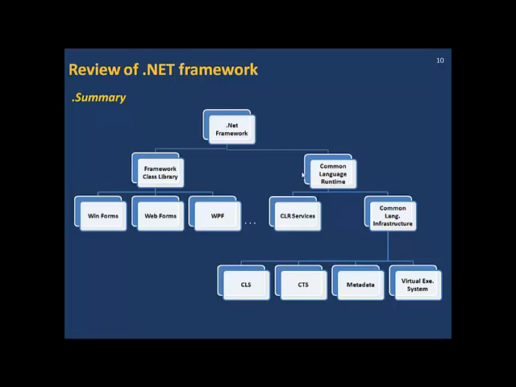CLI has four major components. First one is the CLS, that is Common Language Specification, which specifies the rules that a .NET language must fulfill. Then we have CTS, that is Common Type System. Common Type System defines various data types and operations to be supported by all .NET compatible languages. These data types are provided as value types and reference types. Metadata contains information about a program, and this metadata is stored in MSIL format. Then we have Virtual Execution System, which is responsible for loading and executing different .NET compatible codes. So here we have covered the .NET Framework.